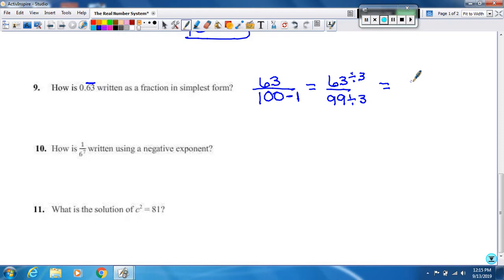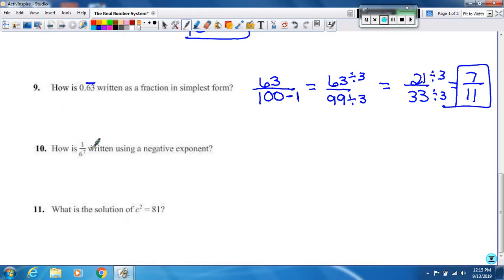So 63 divided by 3 is 21. And 99 divided by 3 is 33. And 21 over 33, you can divide those by 3. You got to keep going until you can't simplify anymore. 21 divided by 3 is 7, and 33 divided by 3 is 11. So 7 over 11 is your answer.